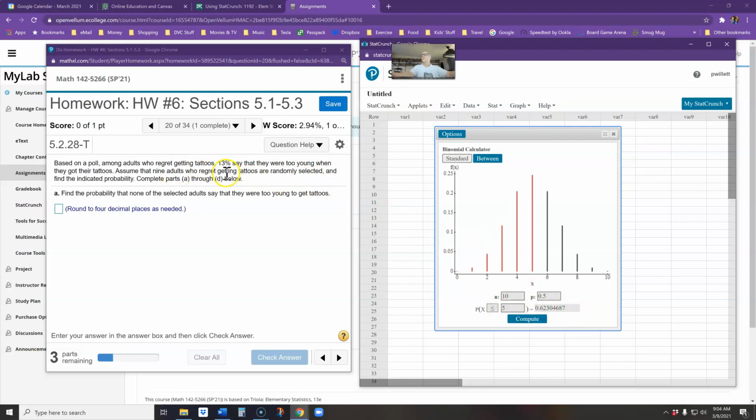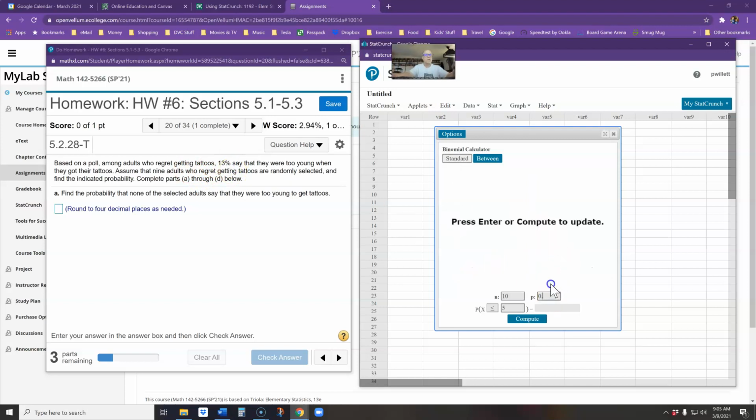So let's say we're going to label someone who regrets getting a tattoo as a success. There's a 13% likelihood of that. So I'm going to change the 50% default here to 13%. And we are talking to 9 adults, it says. So I'm going to change the 10 to a 9.